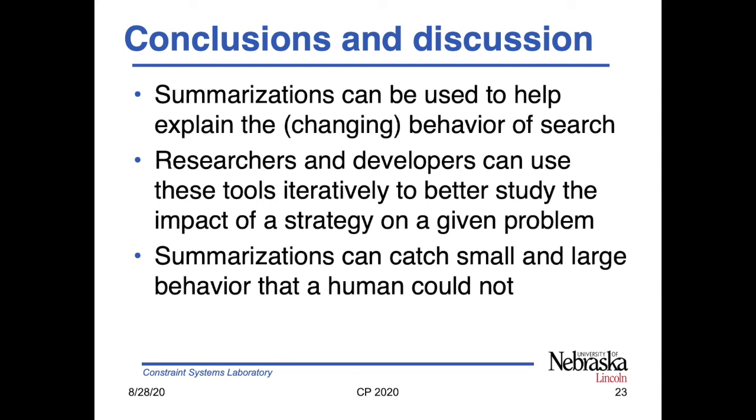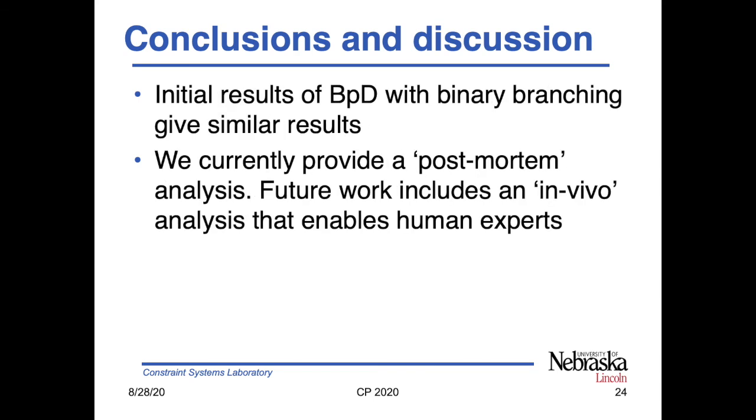The timestamps of the regimes in our previous examples were on the timescales of seconds, when in fact we ran search for over 2 hours. Additionally, while we did use a K-way solver in this work, initial results of the BPD with binary branching have given us similar results. While we provide a postmortem analysis in this work, our future work includes an in vivo analysis that will enable human experts to adapt their strategies to a particular instance in real time.